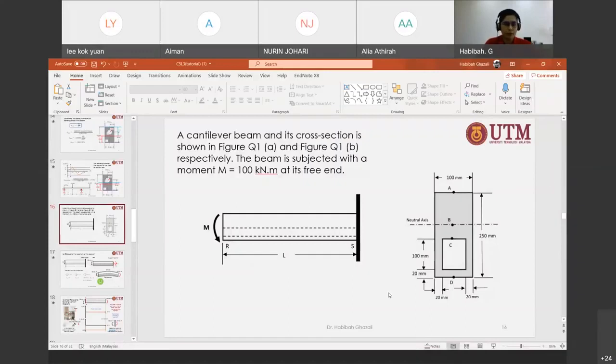Okay, so if you notice in the lecture notes, I have this question here. This question is very good for me to explain all the elements that you will probably need when you answer this kind of question for bending stress. Okay, so this question gives you a cantilever beam.